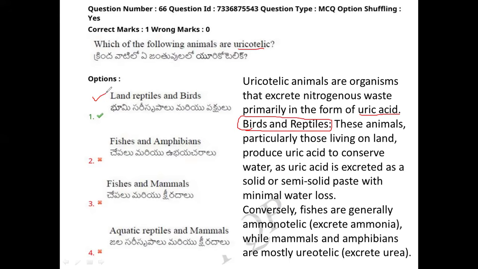So coming to the next options, ammonia will be excreted by the fishes, hence we call it as ammonotelic. Urea will be excreted by mammals and few amphibians, which we call them as ureotelic. Uric acid will be excreted as solid and semi-solid, and ammonia will be excreted with more liquid content, needing a lot of water, so it needs to be eliminated from the body, and ureotelic is in between uric and ammonia. So the correct option is option 1. Go through the other options as well.